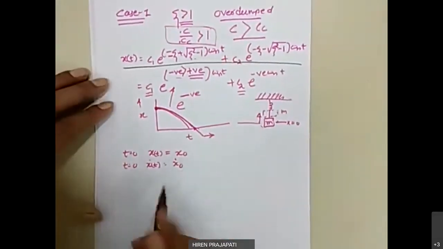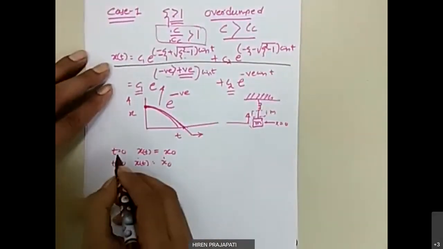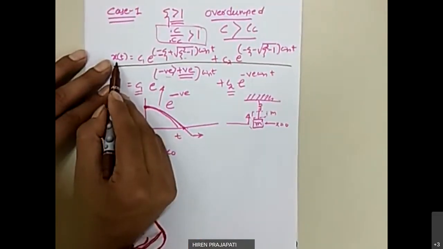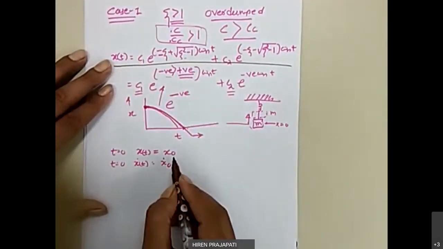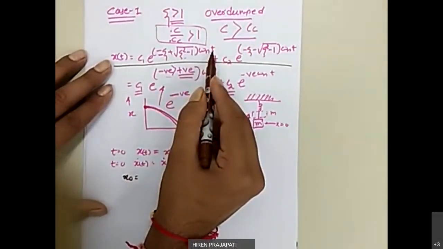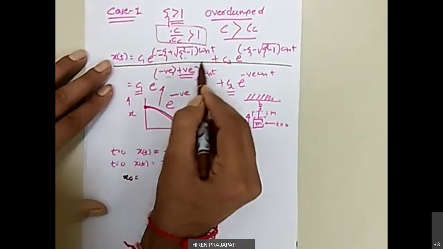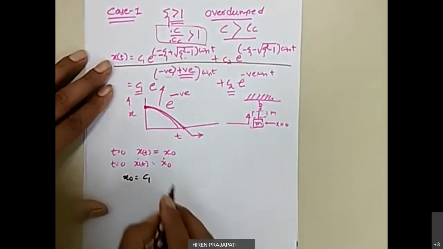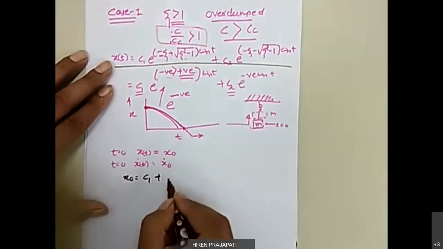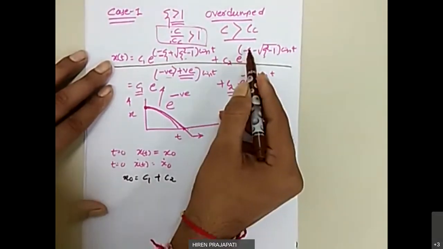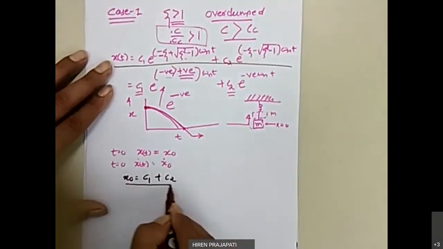I'm just giving you that task, or let me do that. Suppose you consider t equals 0 and x of t equals x0. So look here, this is the equation of displacement. It is x0 when t equals 0. If I put t equals 0, then this entire exponent term will be 0, and e raised to 0 is 1. So we get here c1, plus c2, again with e raised to 0, which is 1. So we got one equation.